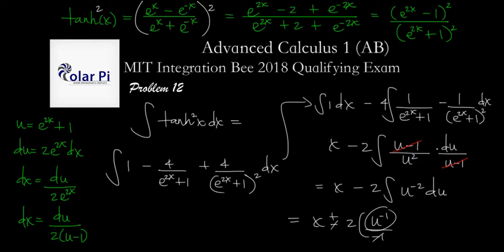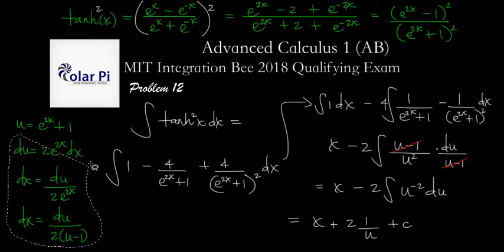And then u to the negative 1 is just 1 over u, so taking care of both, we can just write 2 times 1 over u. And like I said, we'll need to change this to a plus, and then we have plus c. So that's to say that our final answer, remember our choice of u was e to the 2x plus 1.